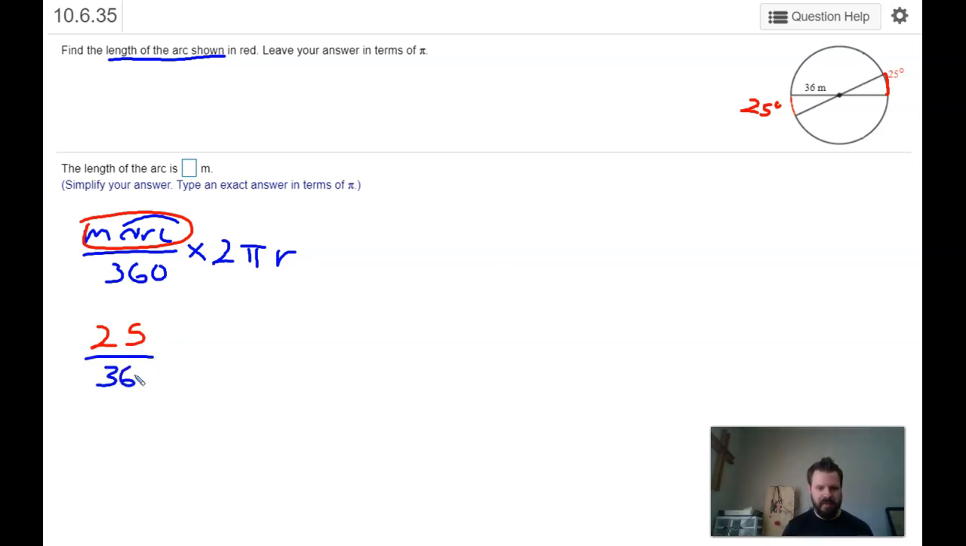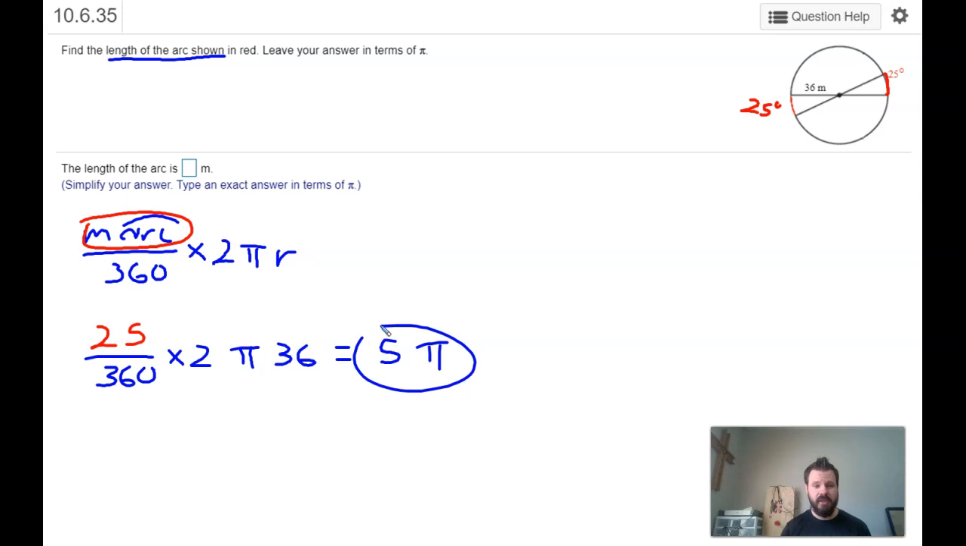over 360 times the circumference, 2 pi times the radius, 36. And then what I'll actually plug into my calculator is 25 divided by 360 times 2 times 36, leaving the pi out, and that gives me a 5. So we'll say 5 pi because I didn't include that in my calculation. That'll be what goes in there.